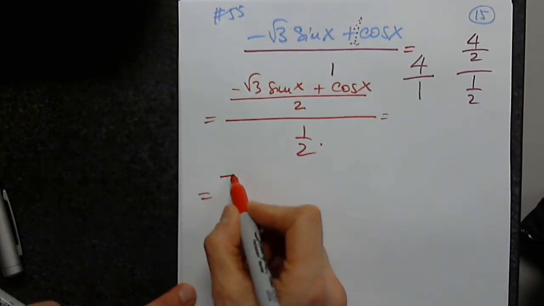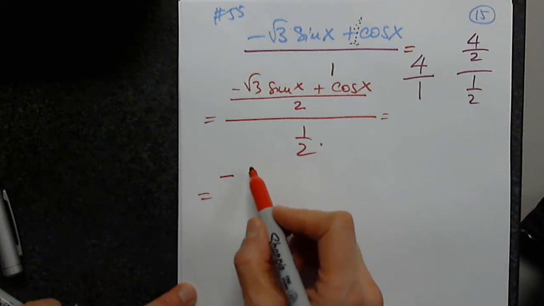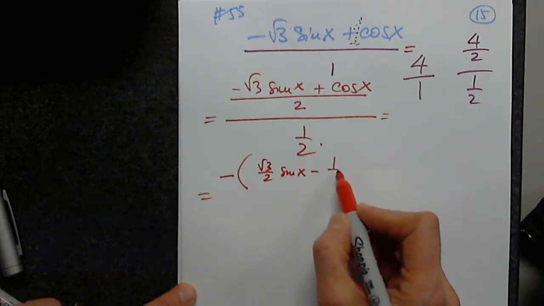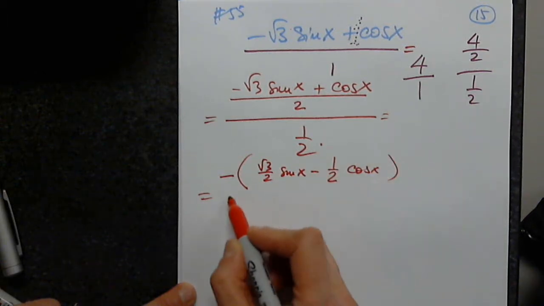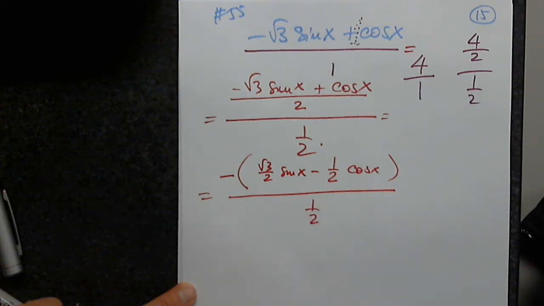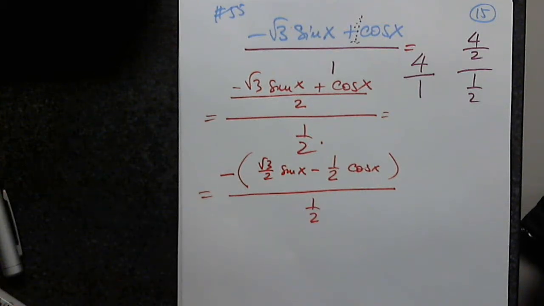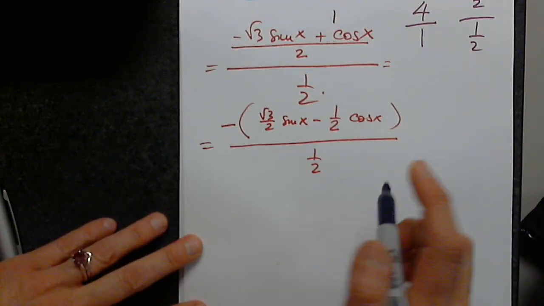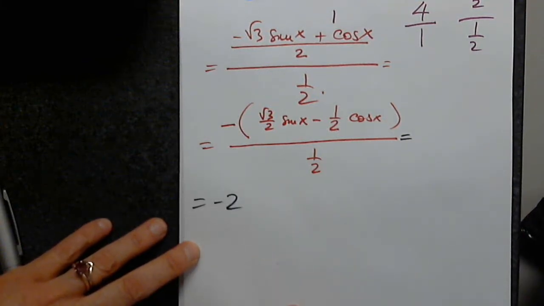Exactly. So I can have this. I will put in parentheses the square root of 3 over 2 sine x minus 1/2 cosine x over 1/2. I separated the fraction. Again, this is algebra. I separated the fraction into 2 fractions, and I also factored out -1. So now I'm going to flip this, remove it from here into -2.